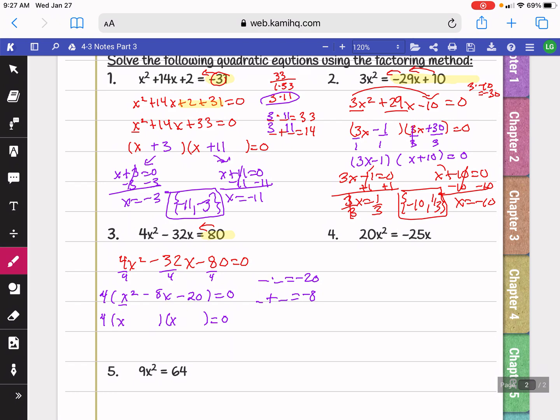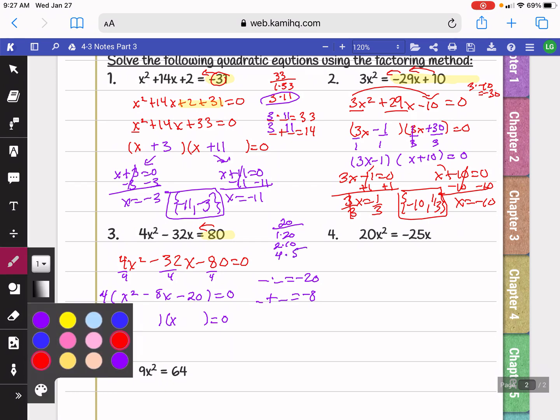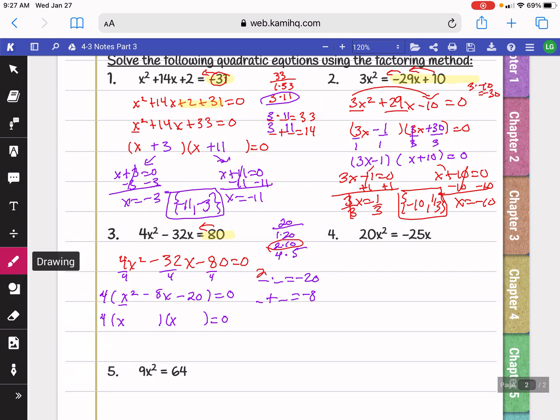So I'll be making a list of numbers that multiply to 20. If I want to get 8, I would have to use 2 and 10. And since we're subtracting, they're going to be opposite signs. Since my b is negative, my bigger number is going to be negative. So I have a positive 2 and a negative 10. We don't have to divide by the GCF on this step because this one started with x squared on the inside of this parentheses.